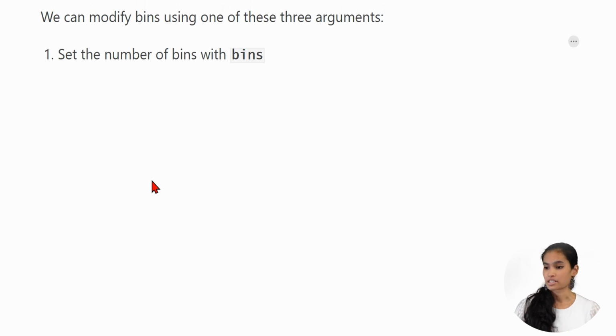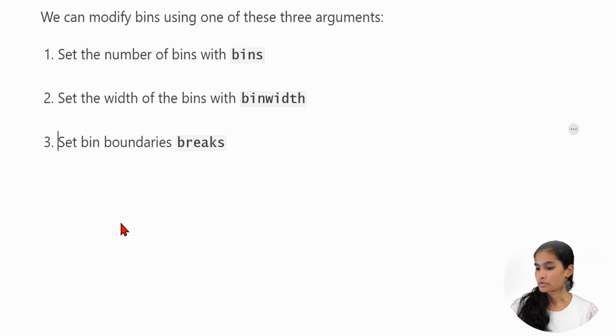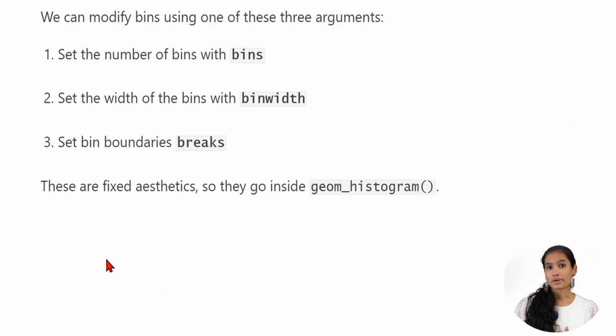arguments, three different options. We can set the number of bins with the bins argument, we can adjust the width of the bins with the binwidth argument, and we can set specific bin boundaries with the breaks argument. These are all fixed aesthetics, so they go inside geom_histogram and not in the aes function. You should also note that you only want to specify one of these arguments. If you try to do more than one, then binwidth will override bins and breaks will override binwidth.